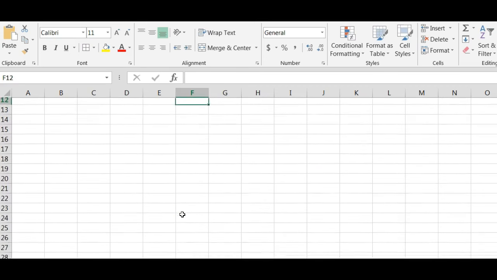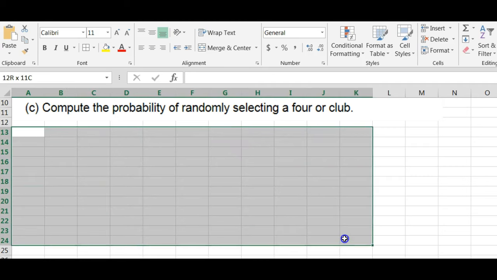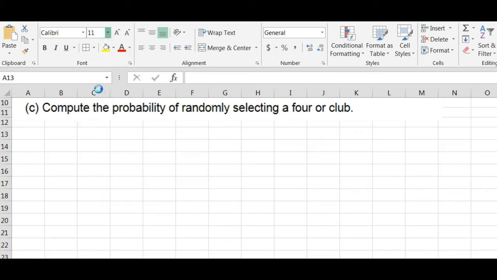I'm going to scroll up here. Many of you, I would hope, understand how many cards are in a deck of cards, but I'm going to go over this real quick. In a deck of cards, you've got red cards and you've got black cards. We're not playing with Hello Kitty cards here.